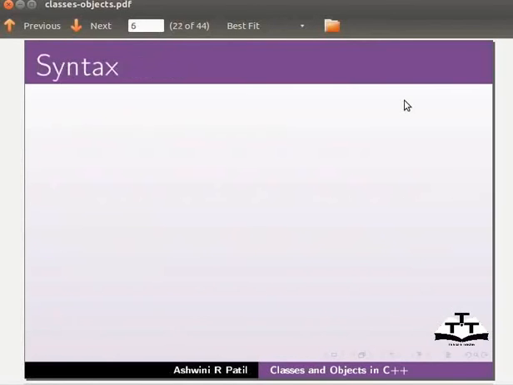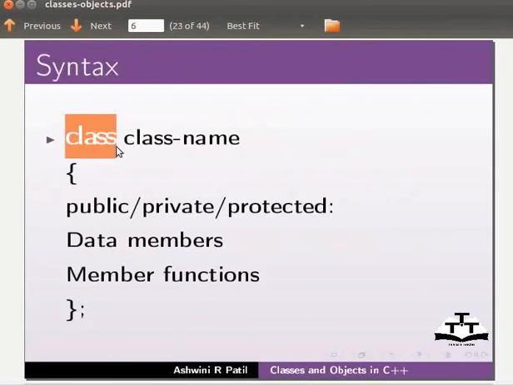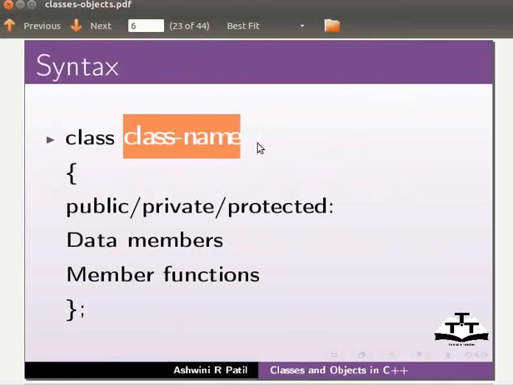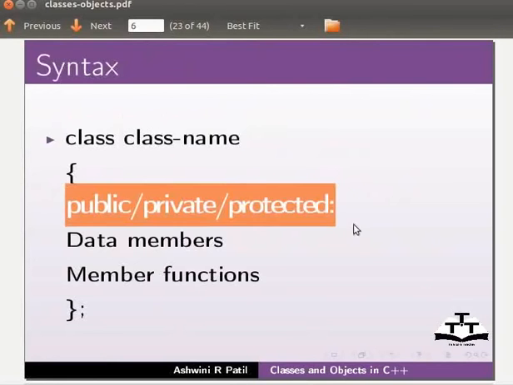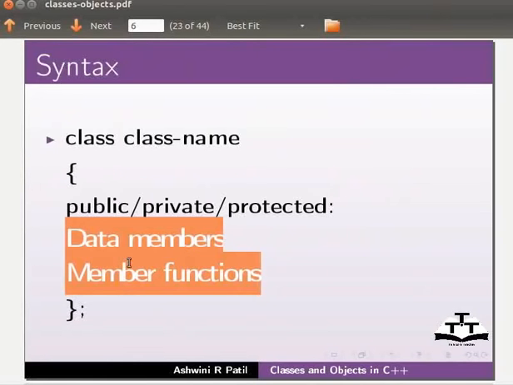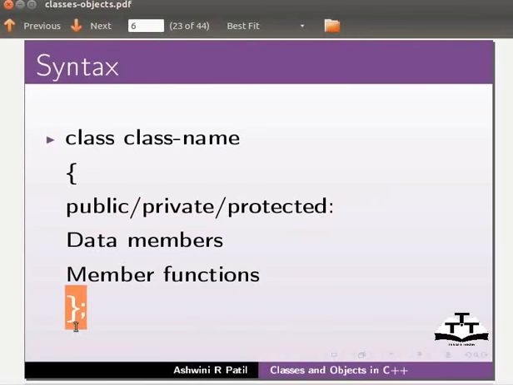Now let us see the syntax for a class. Here, class is a keyword used to define a class. Class name is the name of the class. Public, private and protected are the access specifiers. And here we have defined the data members and the member functions as public, private and protected. This is how we close the class.